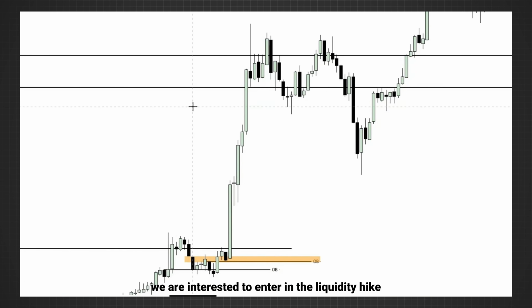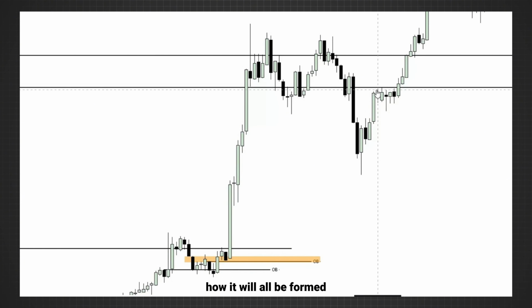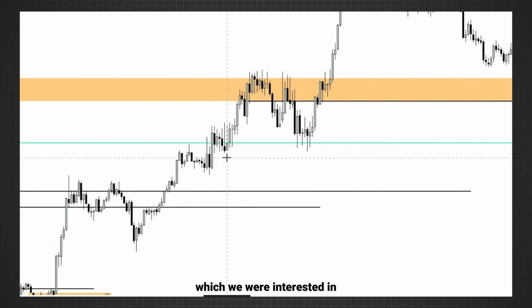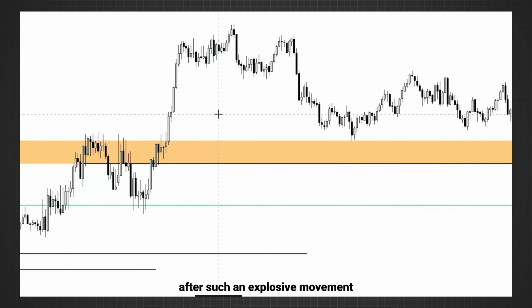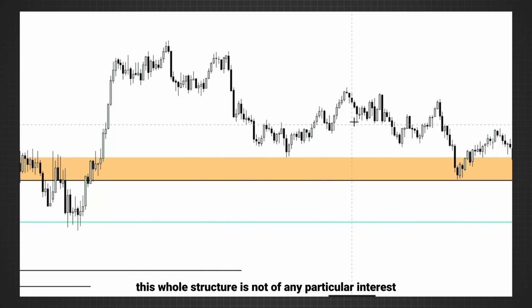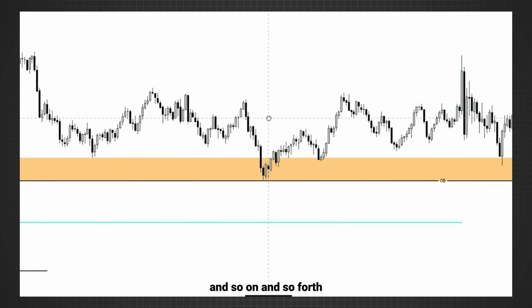As soon as the liquidity was removed, we are interested in entering on the liquidity hunt, and we should wait for the development of events, how it will all be formed. After that, the price withdrew the first pool of liquidity, which we were interested in, and here the price came to the gap and started consolidating. After such an explosive movement, which was before, this whole structure is not of any particular interest. Plus, you need to understand what sessions to work in and so on and so forth.